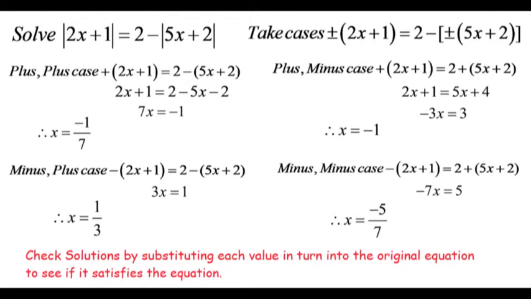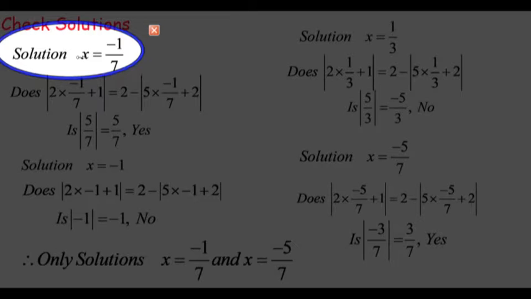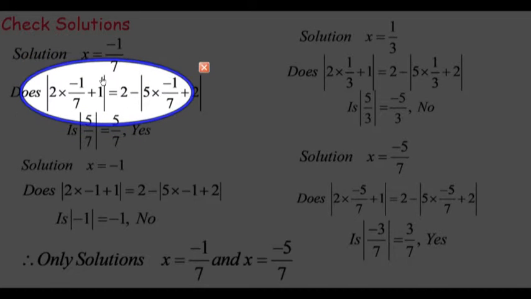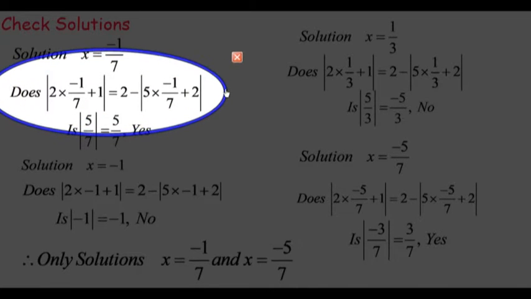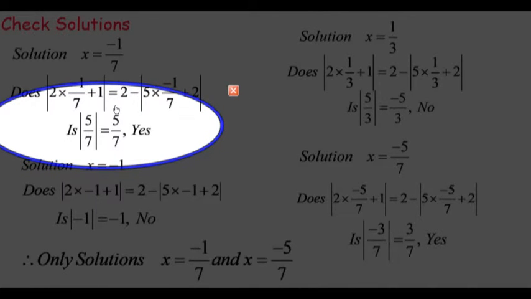So we actually have 4 solutions which we now have to substitute back into our original equation just to check. Okay, so let's have a look. We've got a fair bit of work to do here. Let's see if we can go through this. The first solution, x is negative 1/7. You put that in where the x was, and you just have to see, does this actually satisfy the equation? And yes, it does. The absolute value of 5/7 equals 5/7.